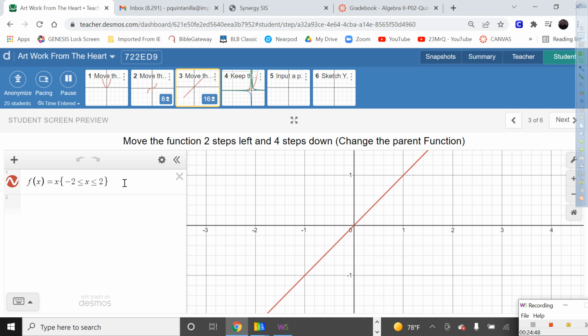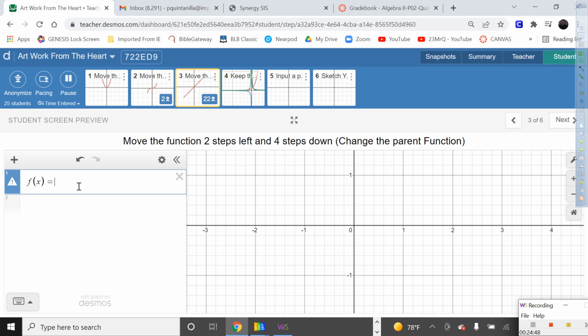Okay, this is a linear. We're going to change this one to a quadratic. So I want you to erase everything except just leave f of x equals. But look, they want us to move the function 2 steps to the left and 4 steps down as a quadratic. So what would you type in there? Talk it over with your neighbor. Two steps left, 4 steps down, quadratic.